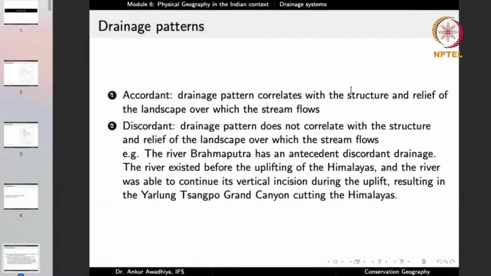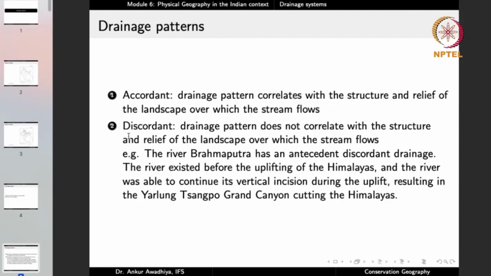Rivers tend to move from a higher elevation to a lower elevation. And you'll never find a river that flows from a lower elevation to a higher elevation, because the movement of water in the case of a river is primarily governed by gravity, and so it moves from a height to a lower height. Now, when we talk about an accordant pattern, the river is following the landscape. If the landscape is tilted in a particular direction, then the rivers will also be flowing in that particular direction. So they maintain an accord with the landscape, and especially the structure and the relief of the landscape.